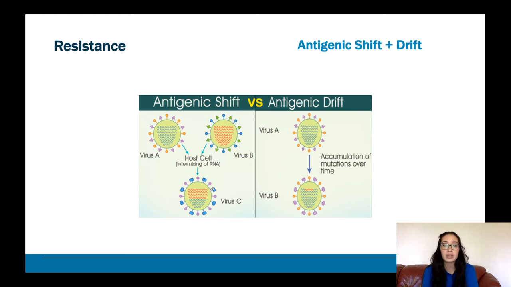It's mixed with another virus, switched out its cell surface peptides, and created a new mutant variant, and we need a new vaccine for this, and it's really annoying. So antigenic shift is a lot more drastic. It occurs a lot faster. Drift is a slow thing over time.